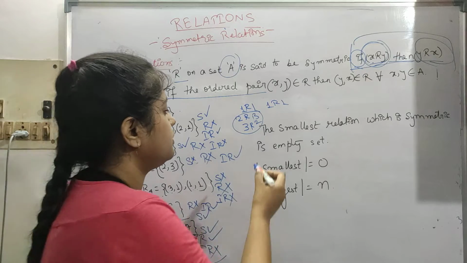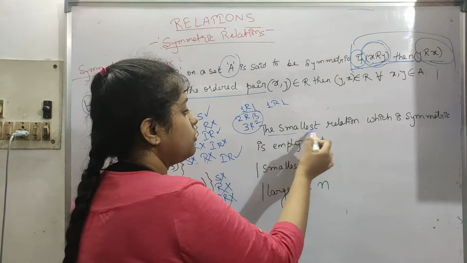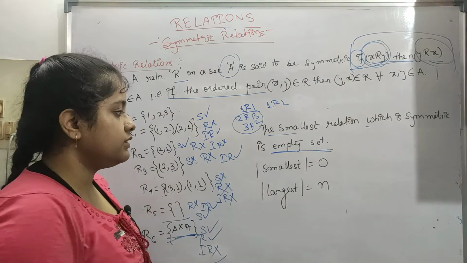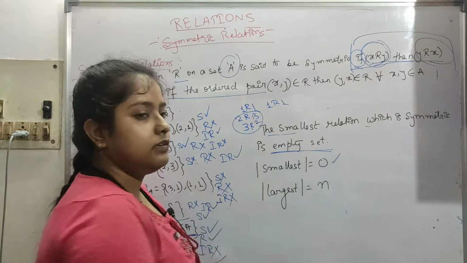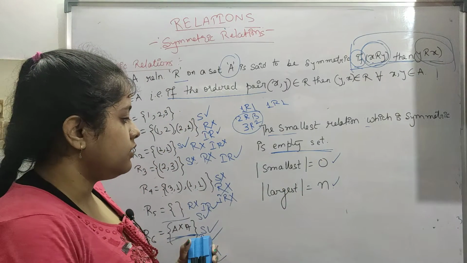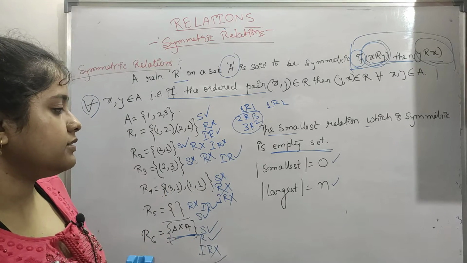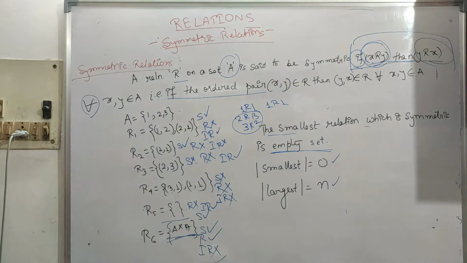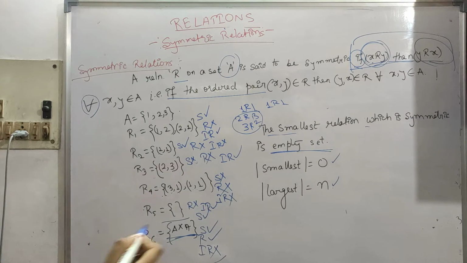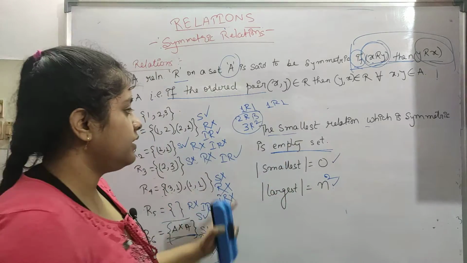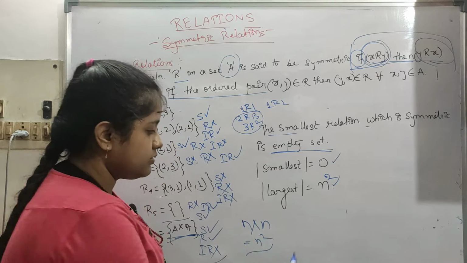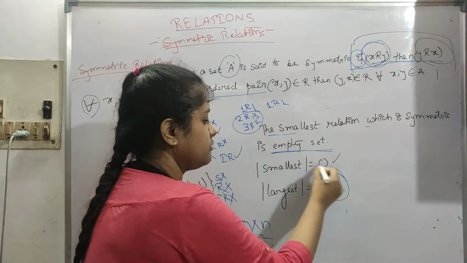Now, the smallest relation which is symmetric is the empty set. So we have seen this empty set, this is the smallest one. So the smallest cardinality is 0 and the largest cardinality is, everything is present, so the largest cardinality is n. I'm so sorry, the largest cardinality is n square. I mean A into A, right? A into A is n into n, which is n square. Just misplaced it, so it is n square.